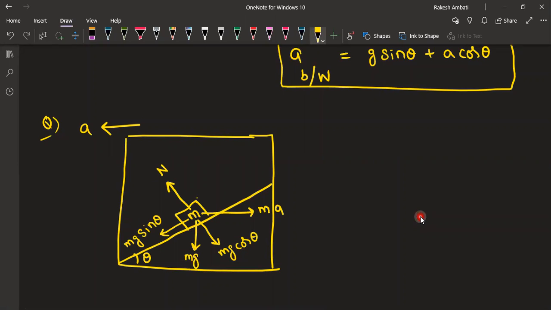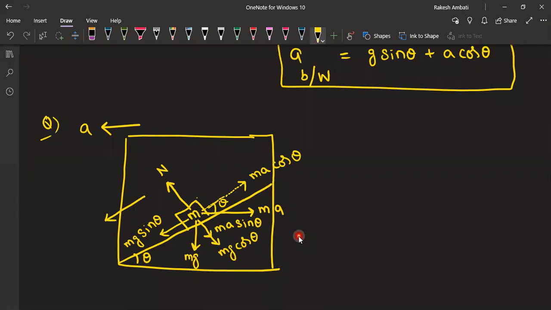Then after, this pseudo force we have to resolve into components. See one thing, here with the horizontal, this angle is theta. Now MA resolved into components: this component is MA cos theta and this component is MA sin theta. So these are the components of the pseudo force. And in the question, it is given that the block is moving down the wedge.